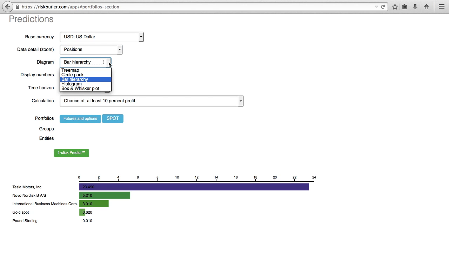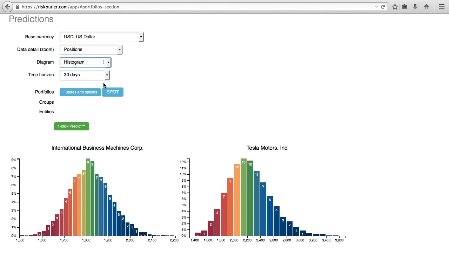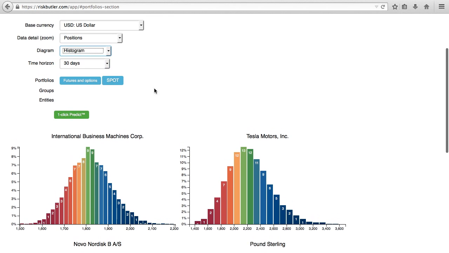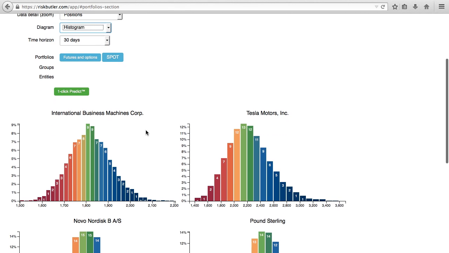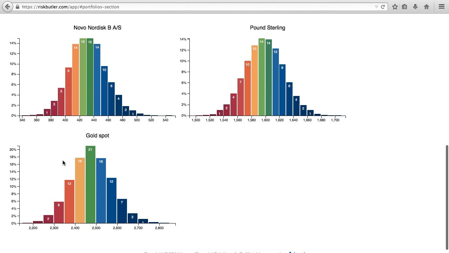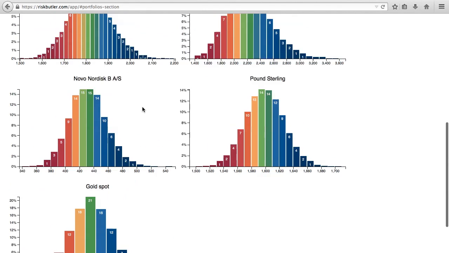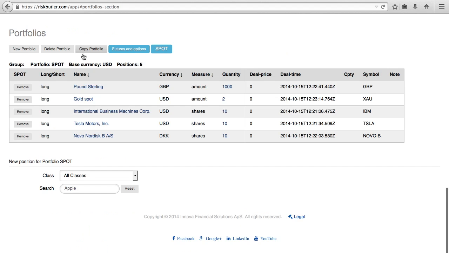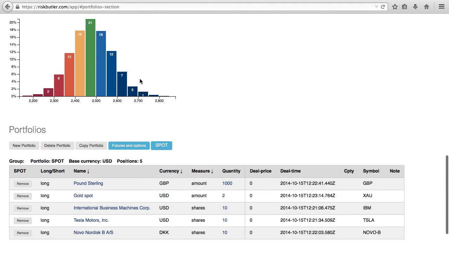and look at another diagram, we can choose the histogram. Now the system calculates a histogram per position, because this is what we have selected up here. And our time horizon is 30 days still, and it's calculating the histogram based on our actual position. So for instance, the gold here, it's not 1 ounce of gold, but it's 2 ounces, because our position, which we can see if we open the portfolio here, you can see the gold spot here, we have an amount of 2.